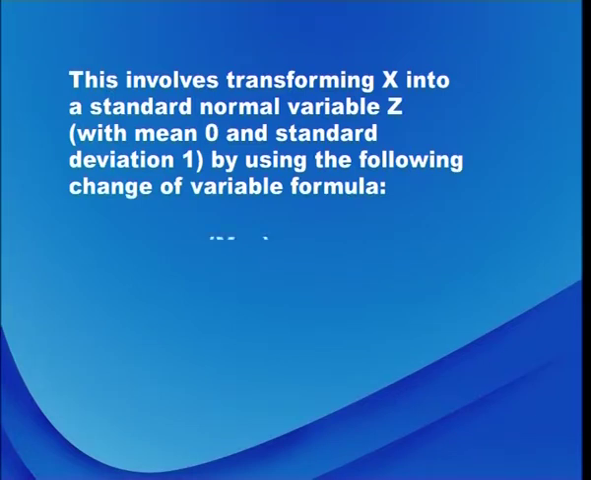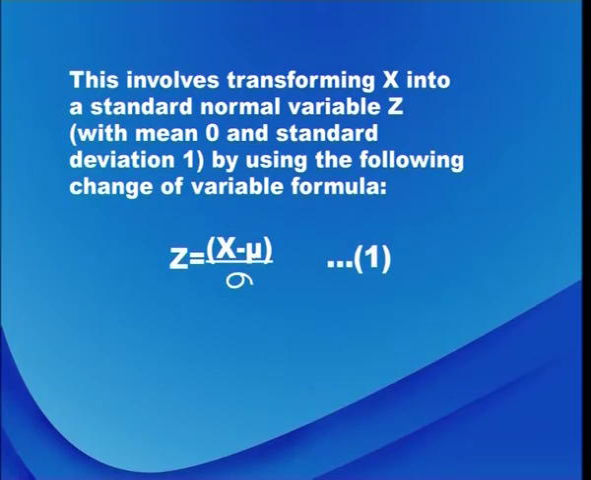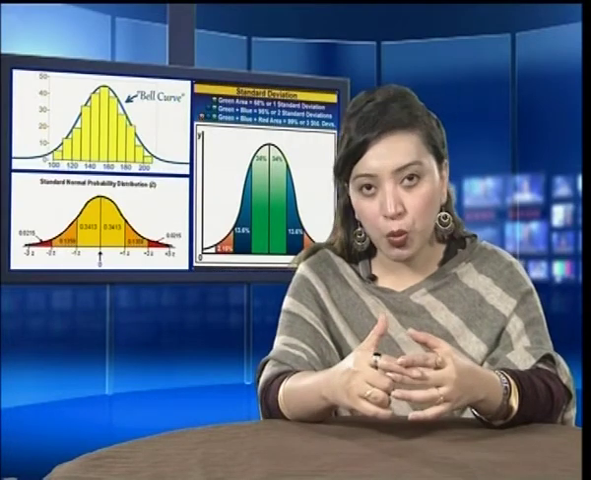The formula is Z equals (X minus mu) upon sigma. So this is equation 1. The new variable Z will always have a mean 0 and standard deviation 1. Thus formula 1 converts units of X to standard units, Z values.